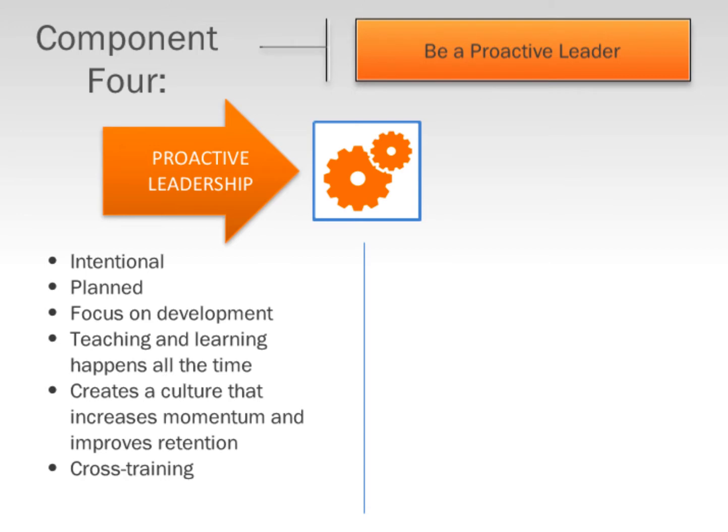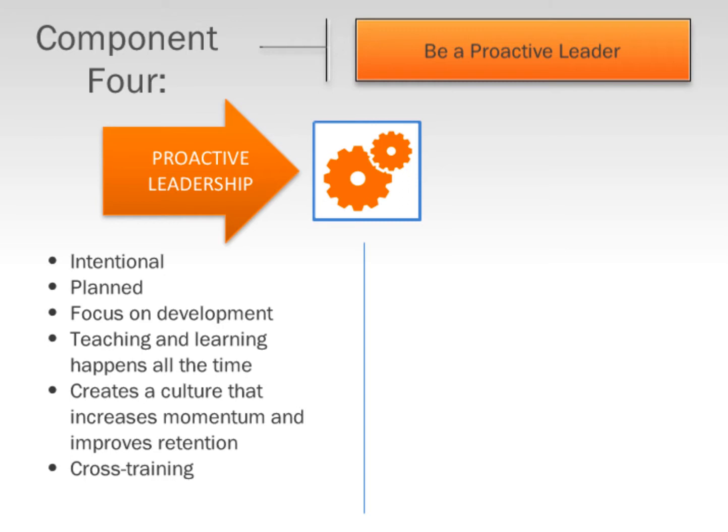A proactive leader understands that they've got to be intentional and they have to plan. How are they going to develop their people? And in developing people, it might mean cross-training them. It might be spending some time one-on-one and making sure that they understand the whys behind the job that they do and teaching them the next best way to do it. Learning seems to happen all the time, not just sometimes.